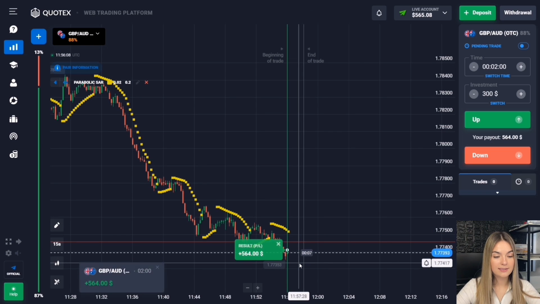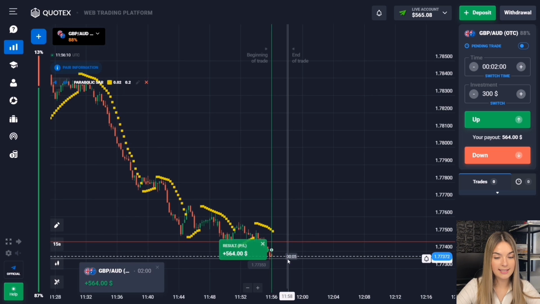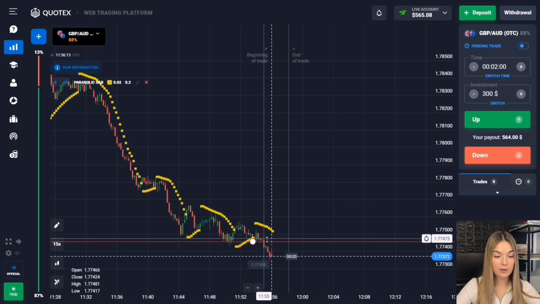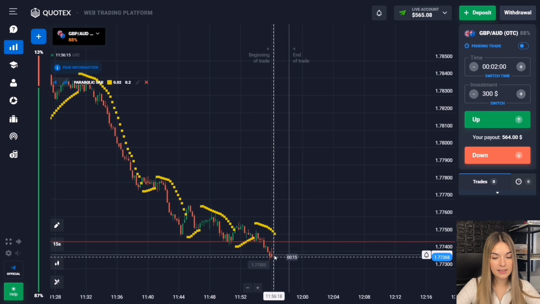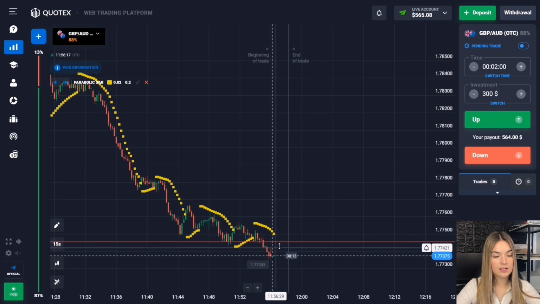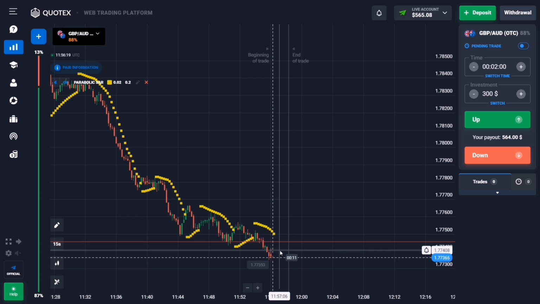Quite good guys, as you can see the price really continued its downward movement and this level was broken and we are making profit here. Also our indicator again suggests us a good entry point. Let's continue to consider the following market situation.